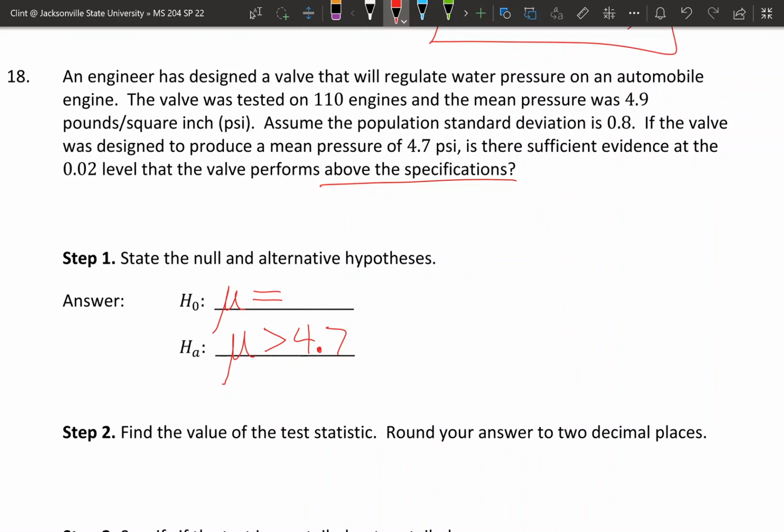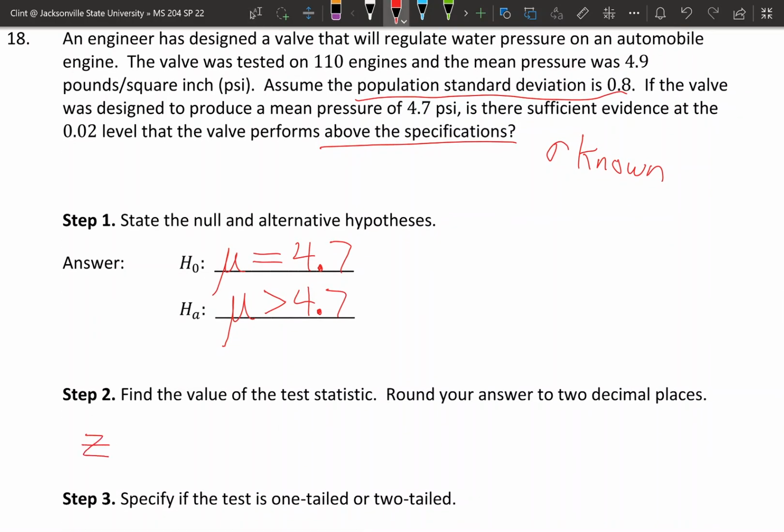So our null would be that the mean equals 4.7. This one gives us sigma, sigma known. So our test statistic will be a z. So let's see, tested on 110 engines and the mean was 4.9, so 4.9 minus mu, which is 4.7, over our standard deviation was 0.8, divided by the square root of our sample size, which was 110.